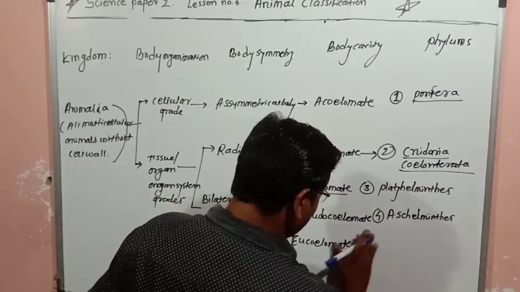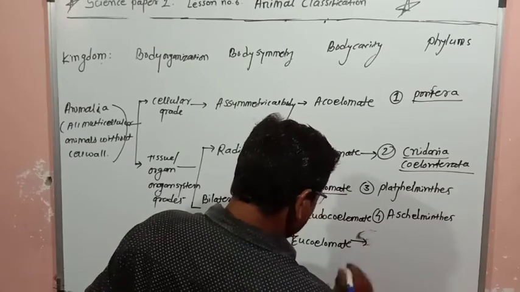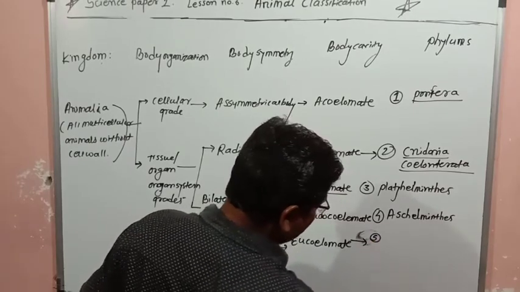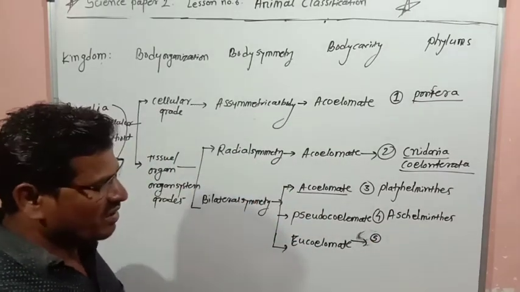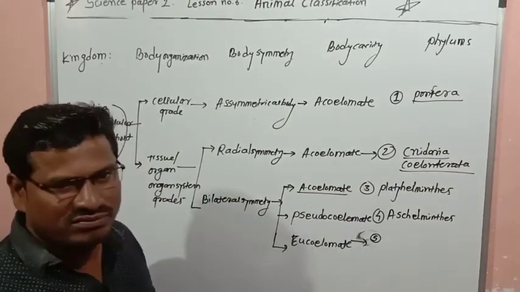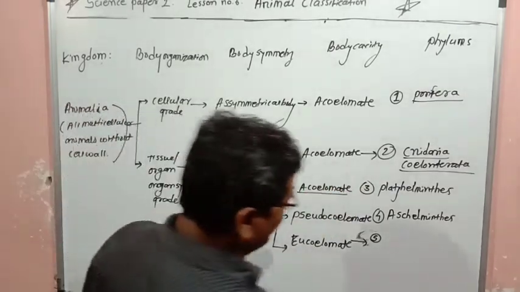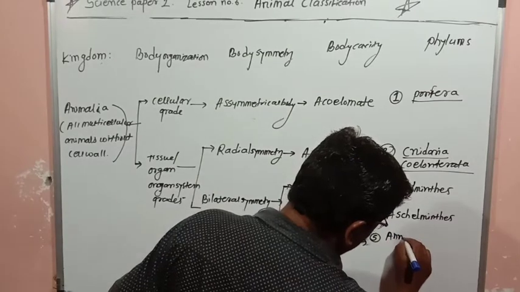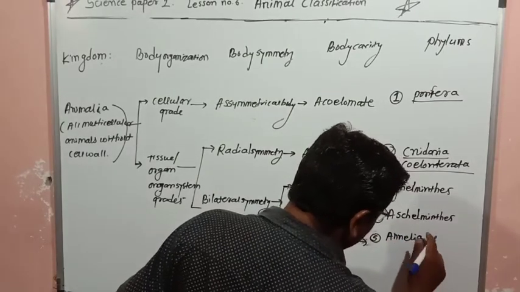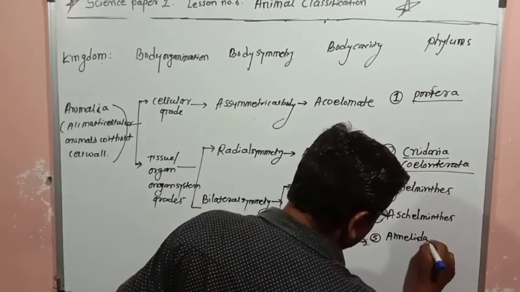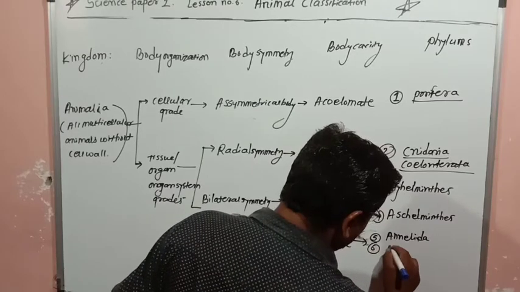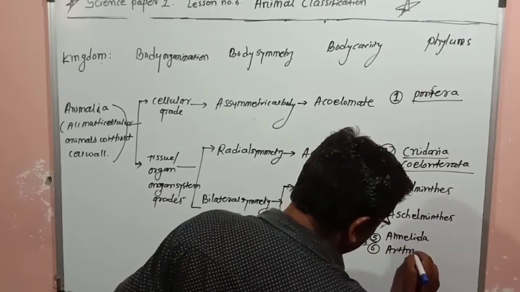So these are coming into the eucoelomate. You can take Annelida, Arthropoda. Annelida is the fifth one. Sixth one is the Arthropoda.